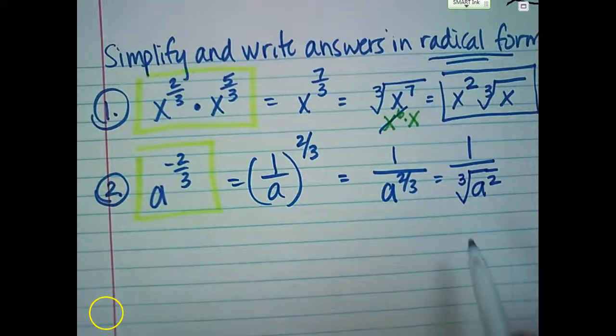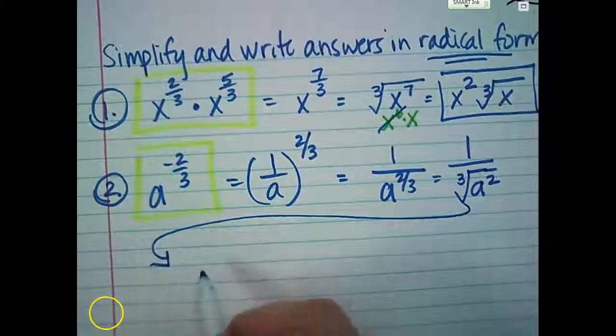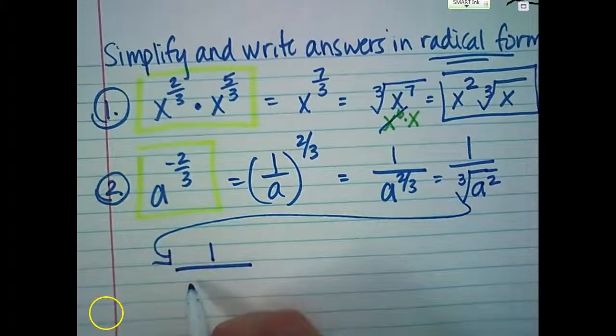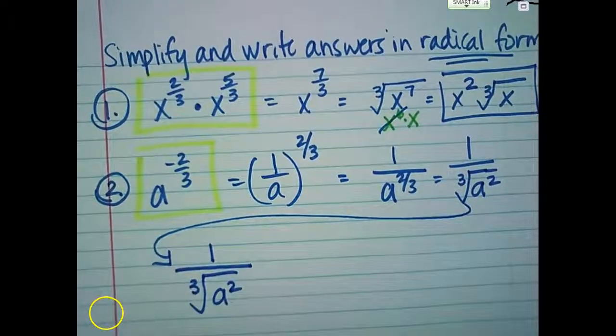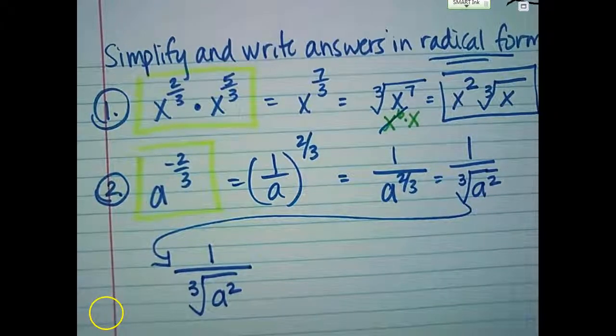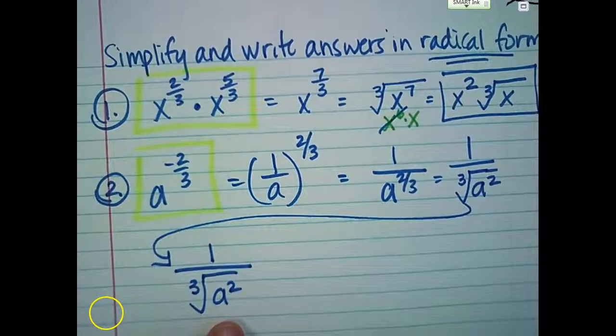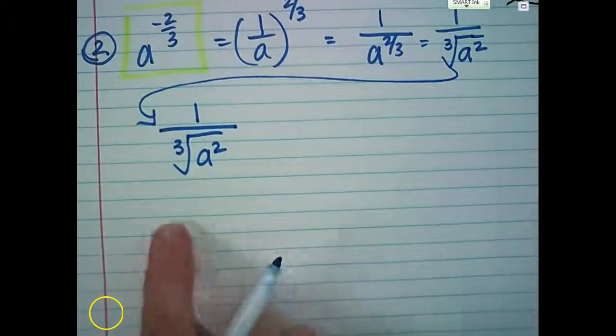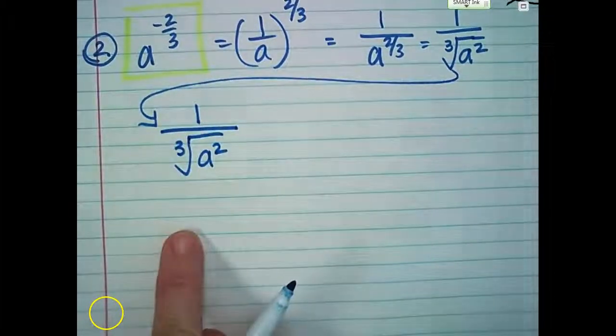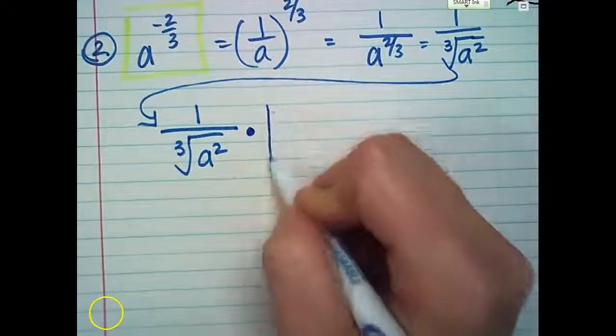Okay, I'm going to run out of room. So I'm going to take this over to here and talk to you about it a little bit. This is 1 over the cube root of a squared. Can I leave a radical in the denominator? I need it in radical form, but I'm not allowed to have the radical down here. This is, again, yesterday's notes, remember? So I've got it rewritten. What was my next step? Fill in the box, remember?